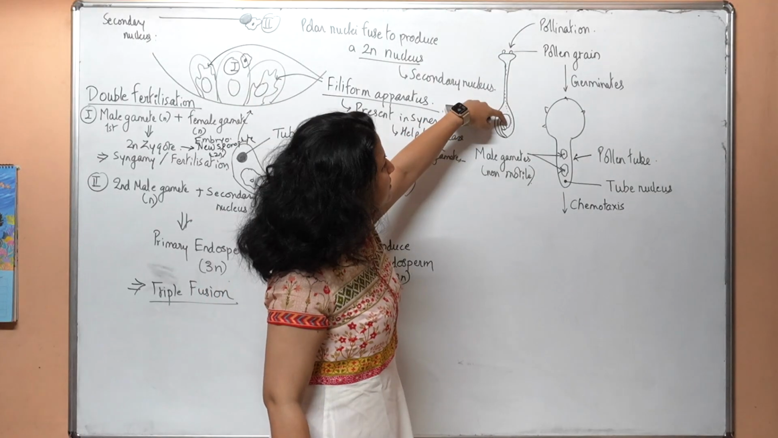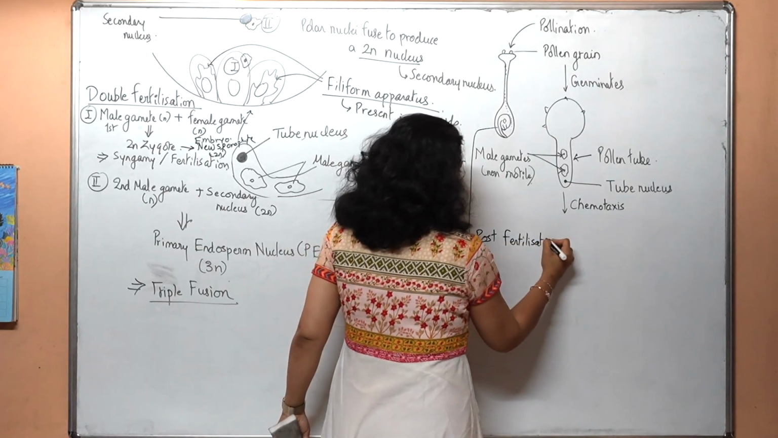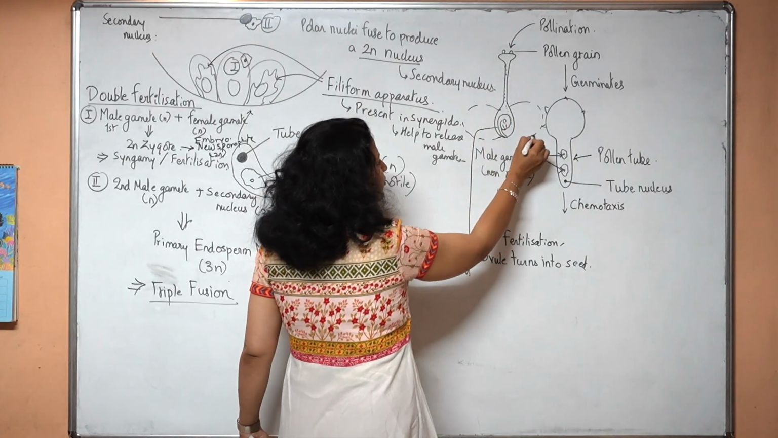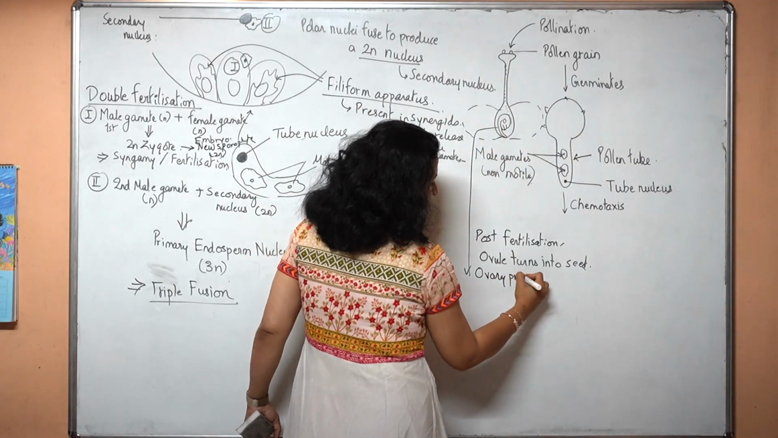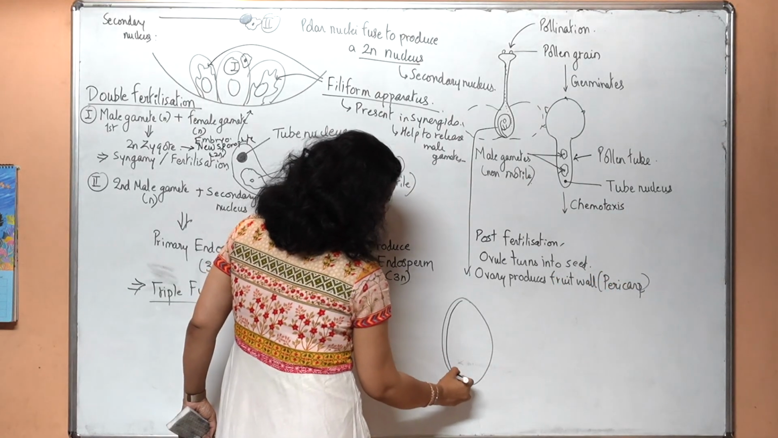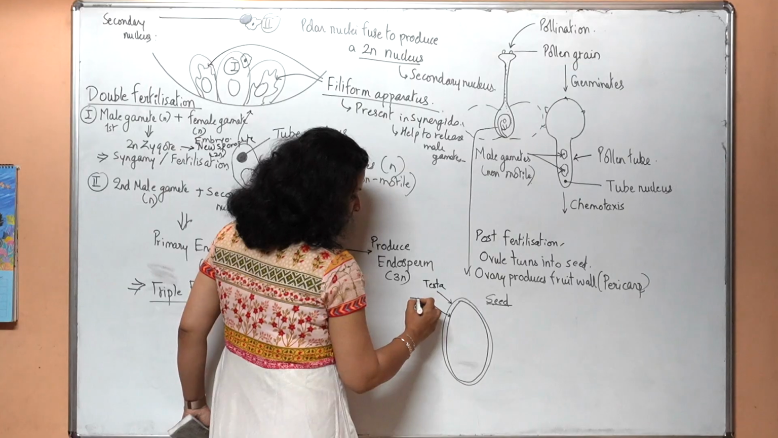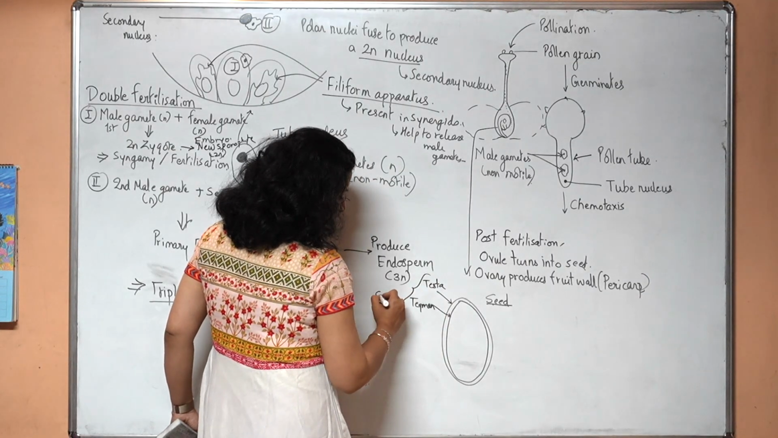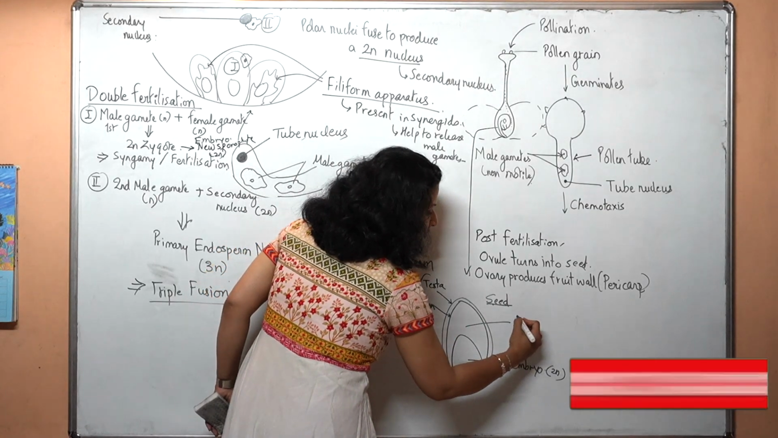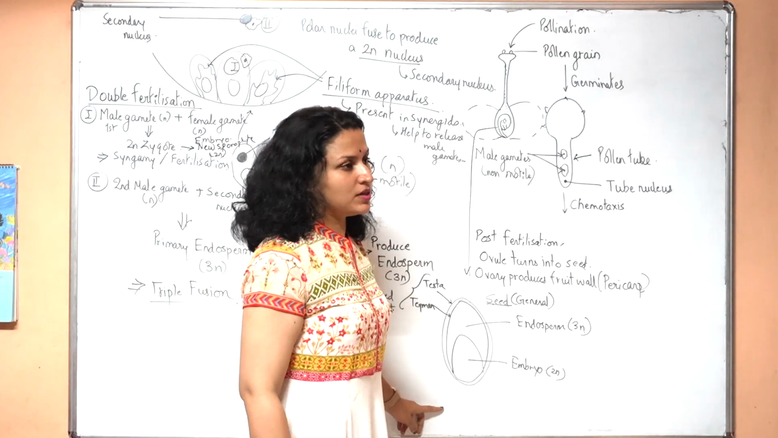What will happen once these 2 fertilizations have occurred inside this ovule? Post fertilization, this ovule turns into a seed. What about this ovary? This ovary will produce a fruit around it. The ovary produces the fruit wall, also called the pericarp, and as such this will be your seed. In a typical seed, there will be 2 layers of the seed coat: the outer testa and the inner tegmen, both together called the seed coat. There will be an embryo here, and surrounding that will be an endosperm which will be 3N. In general, this is how the seed is going to be post fertilization.